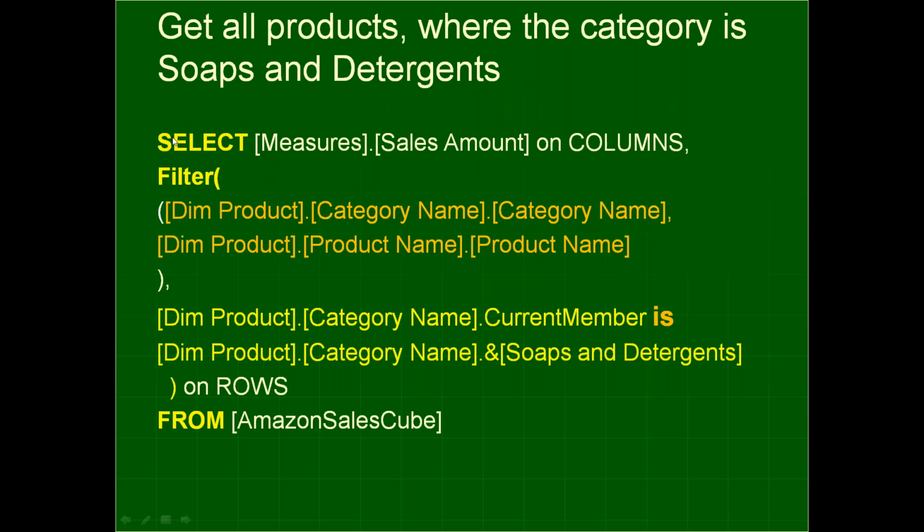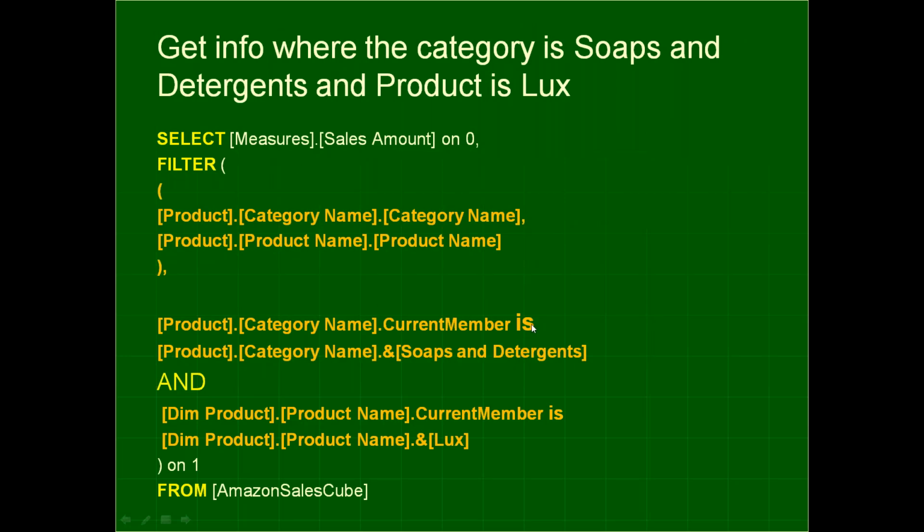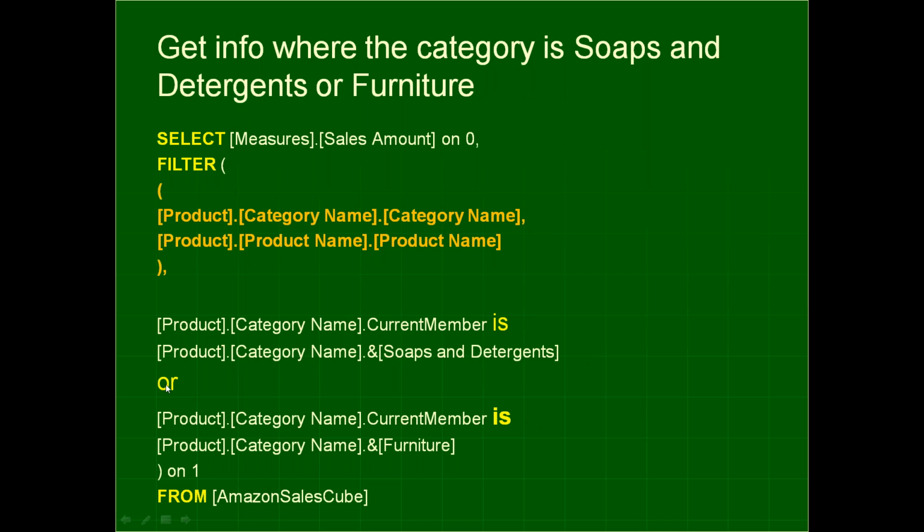Clear? Now, I would like to apply two conditions, okay? Either an and condition, or we can also have an or condition. So the current member may be detergents, or the current member may be furniture. If you wanted to put an and clause or an or clause, you must definitely use filtering. It may be detergents, or it may be furniture, or it may be detergents and furniture. With this kind of categories, you will be able to get info where the category is soaps and detergents, or soaps and detergents or furniture, this category or that category.